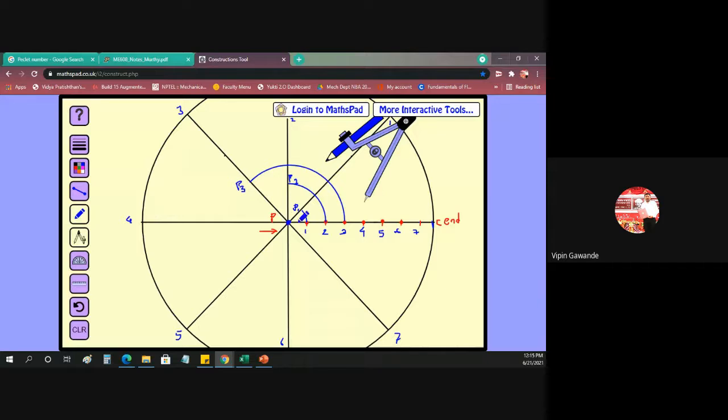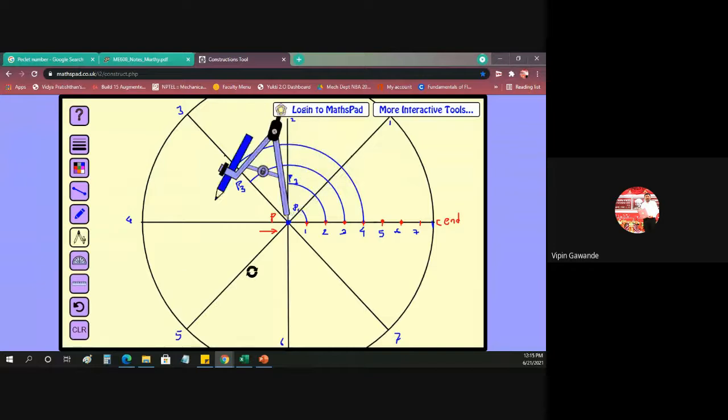Now when this point comes to the P4 position, how many divisions will it move? 4 divisions it will move. So take the P4 distance in the compass, 4 divisions, and cut the P4 line. This is the P4 line.